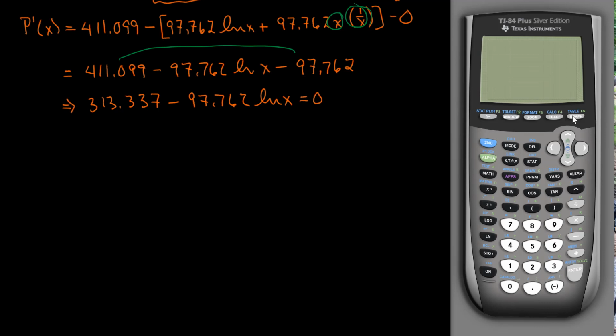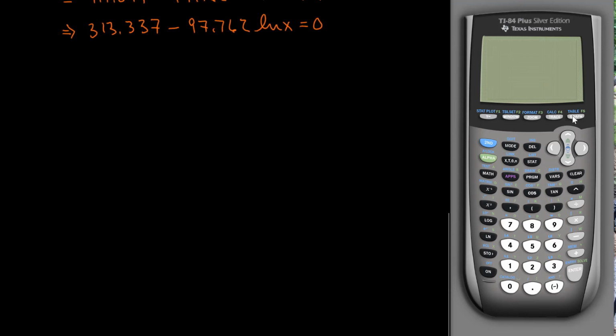I want to set this equal to 0 and solve it. It's a good thing we've worked on e to the x and natural log x, because here it is and we need to solve it. Okay, with this set equal to 0, we have 313.337 equals, and I'm moving 97.762 natural log of x to the right-hand side.